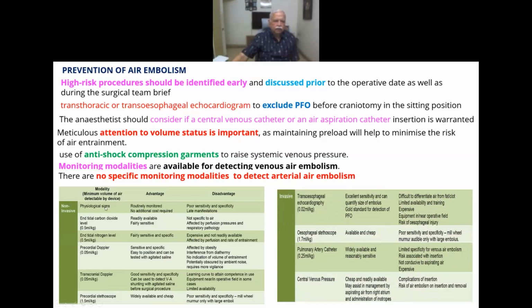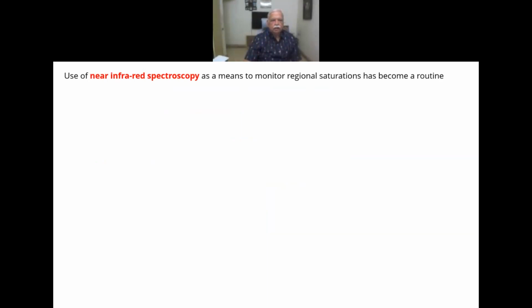Non-invasive can go by the physical signs, and what are the advantages and disadvantages of each. So you can take the ETCO2, end-tidal nitrogen level, precordial Doppler, transcranial Doppler, precordial stethoscope. These are all non-invasive, which can be put on the surface. Invasive: transesophageal echocardiography, esophageal stethoscope, pulmonary artery catheter, and central venous catheter. All these are invasive procedures which also will help you to identify the presence of embolism. And near infrared spectroscopy is mainly used for assessing the regional saturation in the brain.